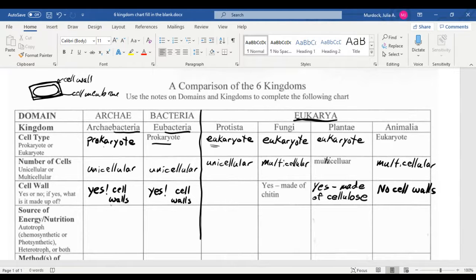Okay, Protista. Protista is, it depends. Okay, it depends on the organism. Some do. The plant-like Protista do, and some don't. The animal-like, like an amoeba, doesn't have a cell wall, or it wouldn't be able to ooze along like it does, right?